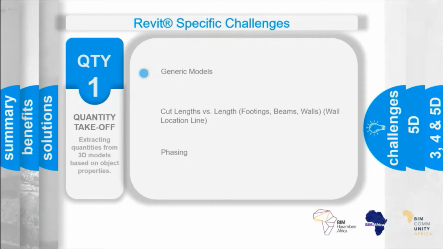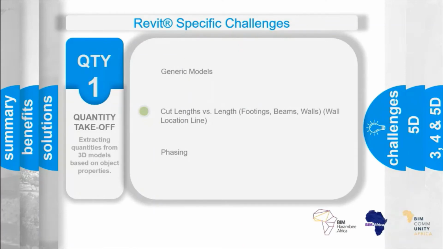This use case should, however, be avoided, as generic models do not contain any dimensional information other than the volume. And believe it or not, it's very invariable that quantity surveyors will actually use volume in estimating. Other issues we find are things like the dimensions or cut length and length of footings and beams and walls, or even the location line of an object.